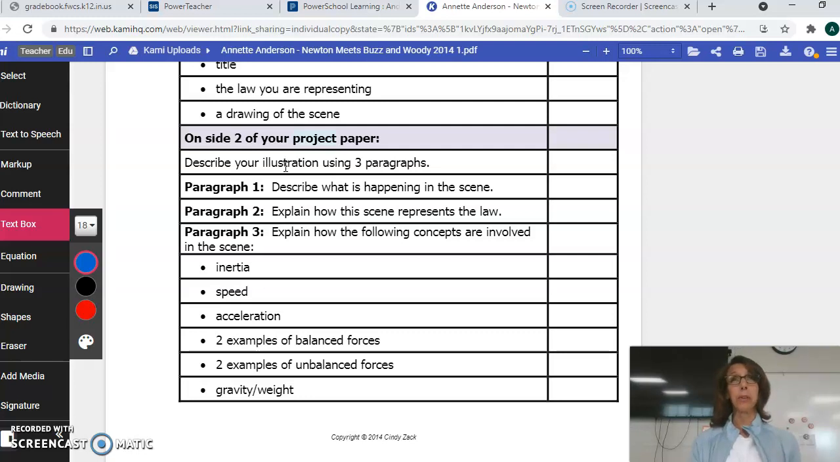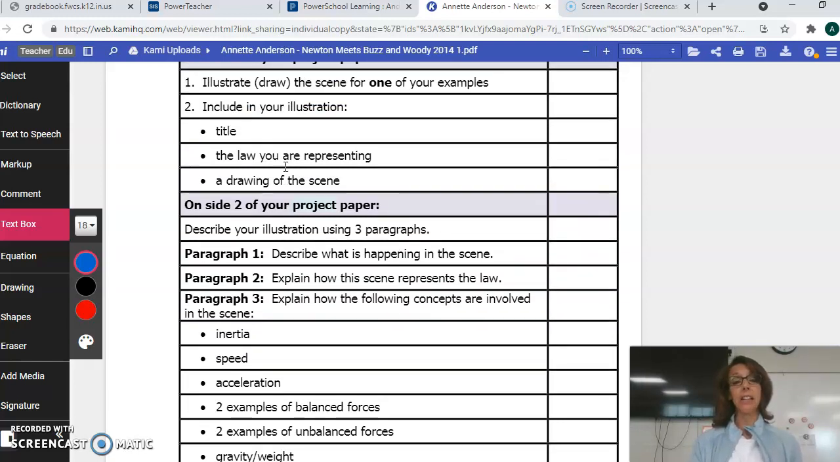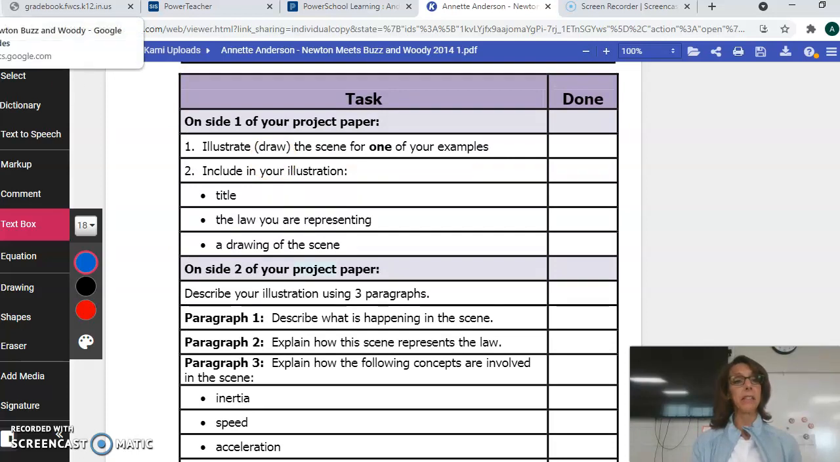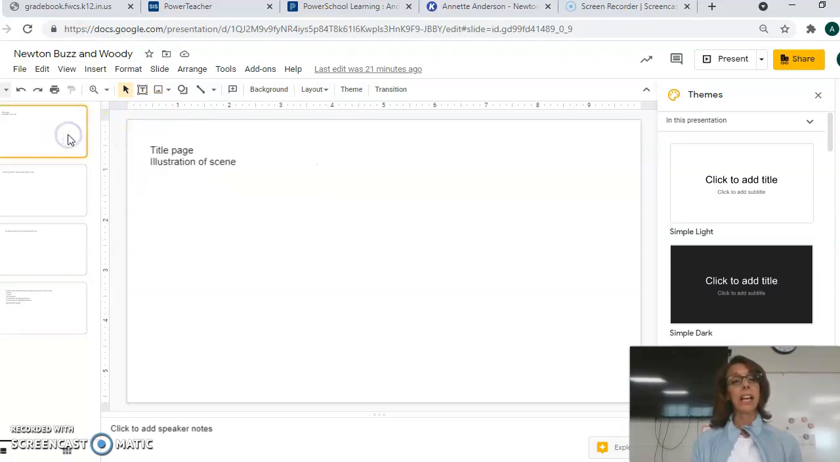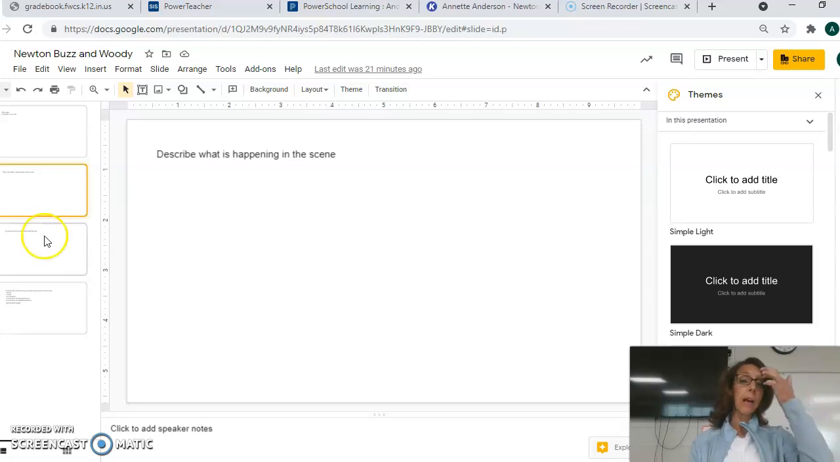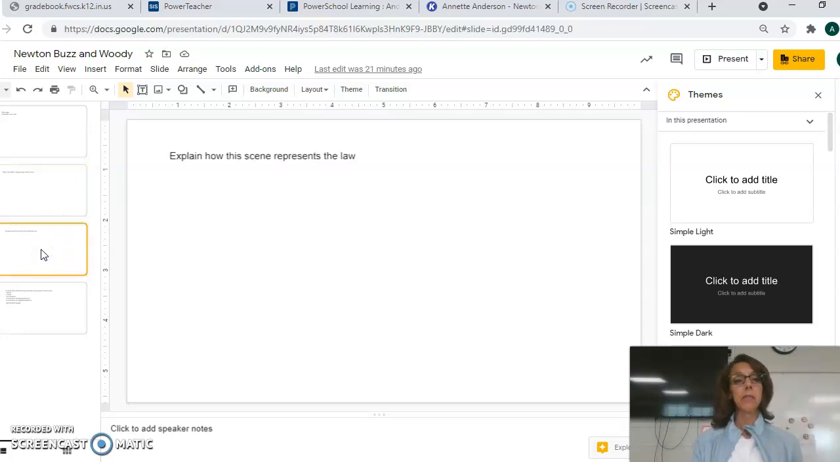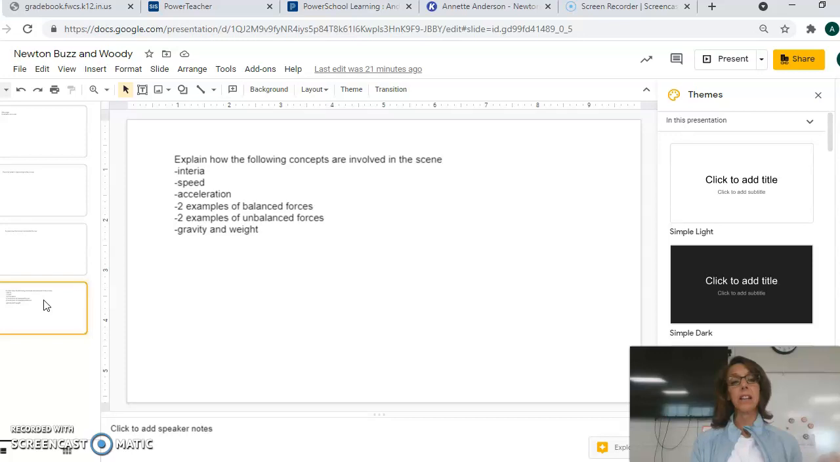So that is for our in-person students. They will be doing it on that large piece of paper I had given you. Our virtual students will be using this slideshow, and it's the same thing. Title, what's happening in the scene, how the scene represents the law, and how the following concepts are involved. You'll probably need to add additional slides. Yes, you can. I expect different backgrounds. I expect this to be visually appealing, just like if you were drawing a picture.